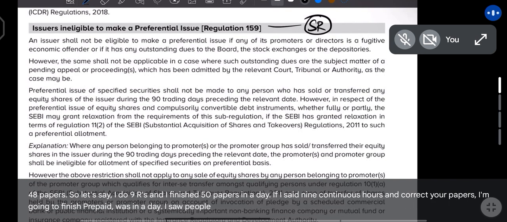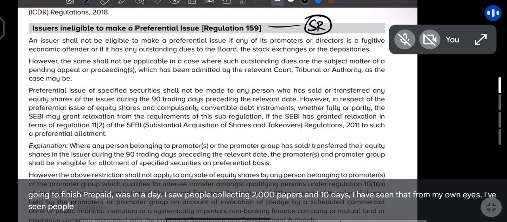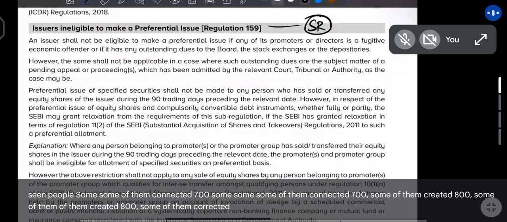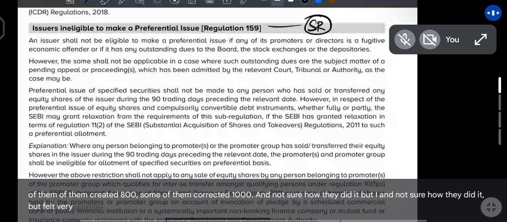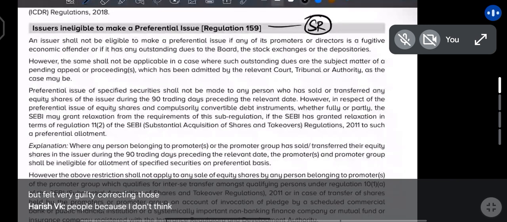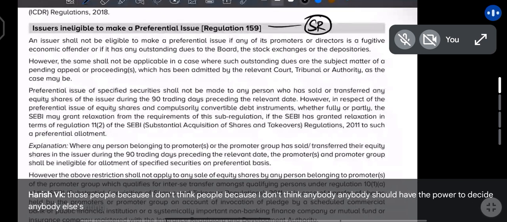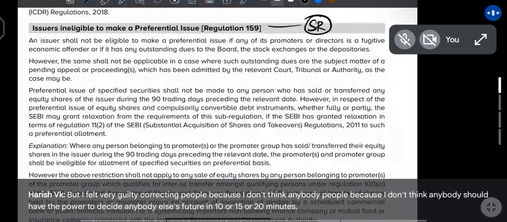I saw people correcting 2,000 papers in 10 days. I've seen that from my own eyes. I've seen people, some of them corrected 700, some of them corrected 800, some of them corrected 1,000. I'm not sure how they did it, but I felt very guilty correcting those papers because I don't think anybody should have the power to decide anybody else's future in 10 or 15 or 20 minutes. I don't think that's fair.